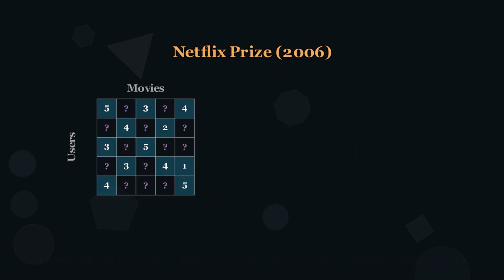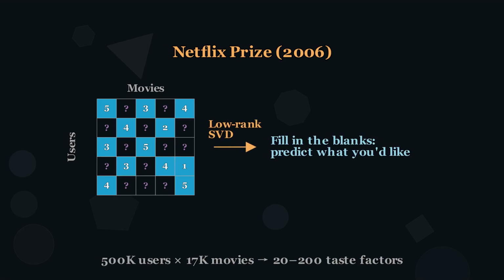The Netflix prize showed SVD's power in a different domain. Users rate movies, but most entries are missing. The ratings form a sparse matrix, question marks everywhere. Low-rank SVD fills in the blanks. Your preferences live in a low-dimensional space. Just 20 to 200 taste factors explain what you like.